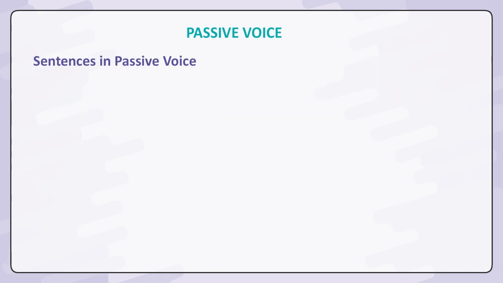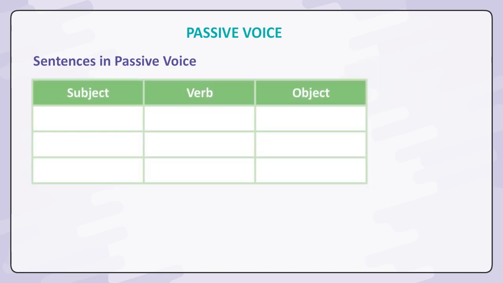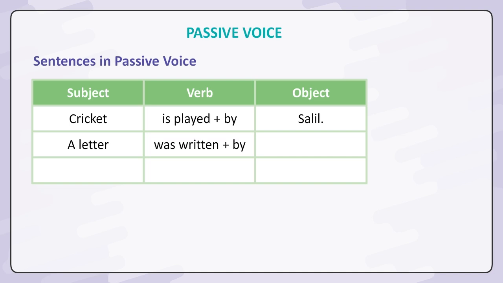Sentences in passive voice. Subject, verb, object. Cricket is played by Salil. A letter was written by Shipra. This work will be done by me.